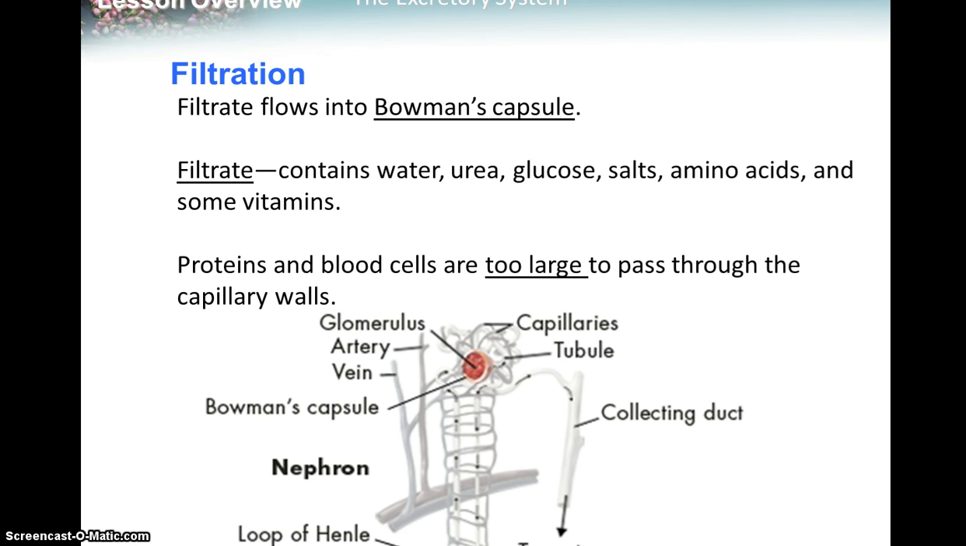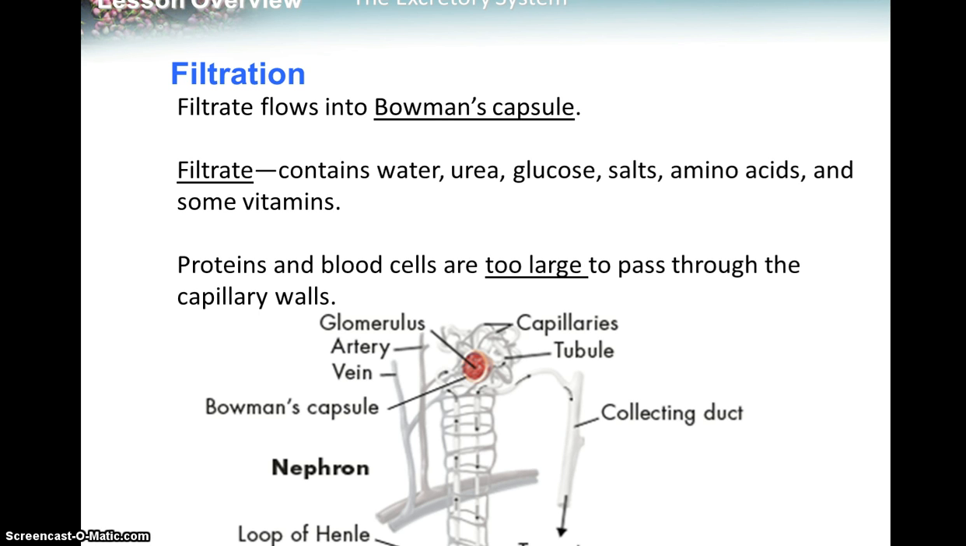So as you go from the box, we have glomerulus in there. Filtrate flows into Bowman's capsule. We have that in there. And then where the word filtrate is, over on the left, you want to write this contains water, urea, glucose, salts, amino acids, and some vitamins. It contains anything that is small enough to filter out of the blood into the filtrate.